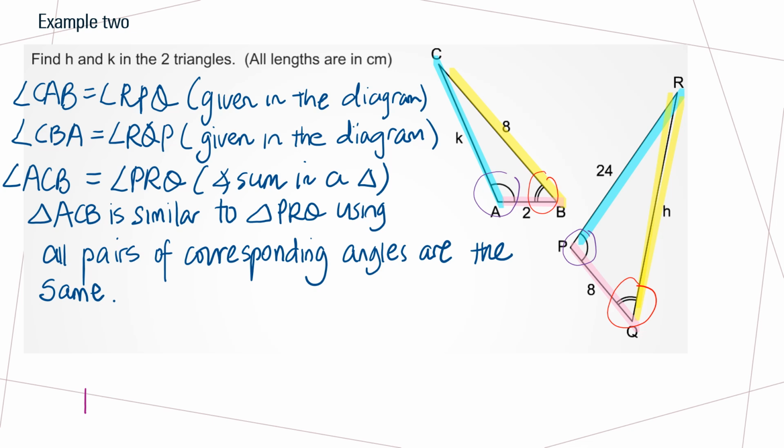Let me repeat again: in the Singapore context, you will really have to spell out all the words. You have to spell it out in full. Triangle ACB is similar to triangle PRQ using all pairs of corresponding angles are the same. Spell it out in full.